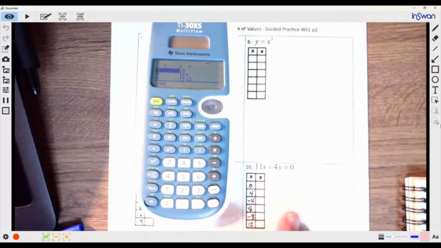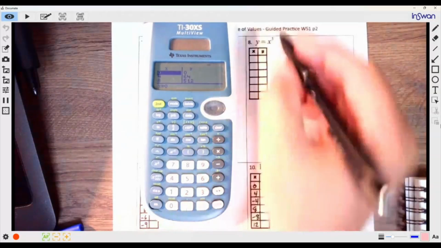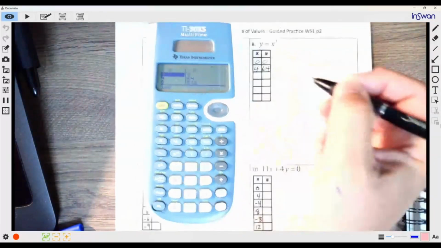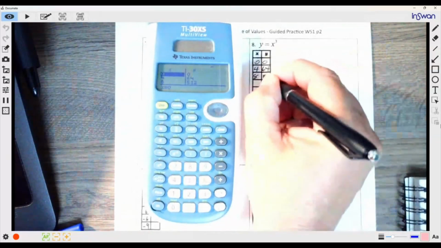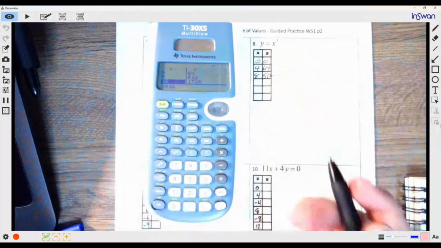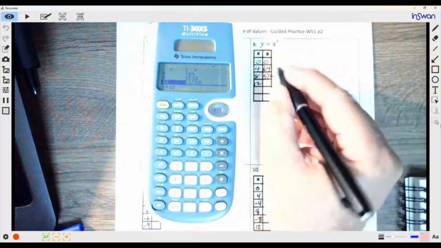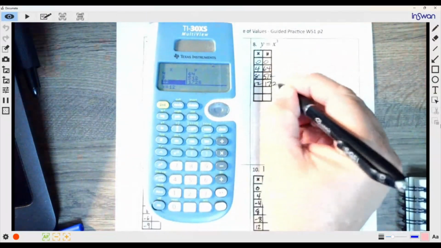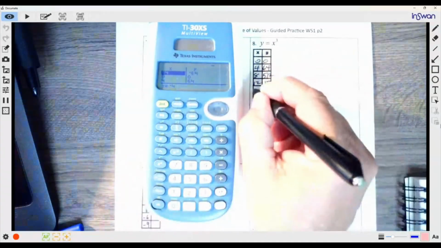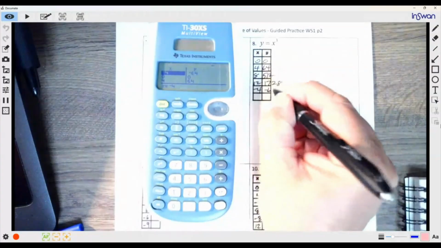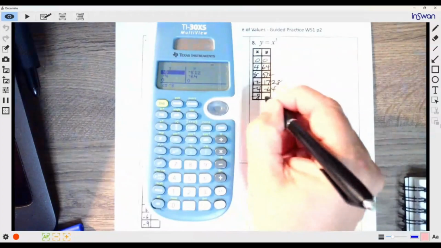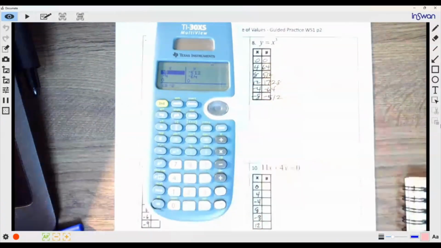Enter, enter, enter. And so 0, 0, 4, 64, 8, 512. Got one more, 12, 1,728, negative 4, negative 64, and negative 8, negative 512.